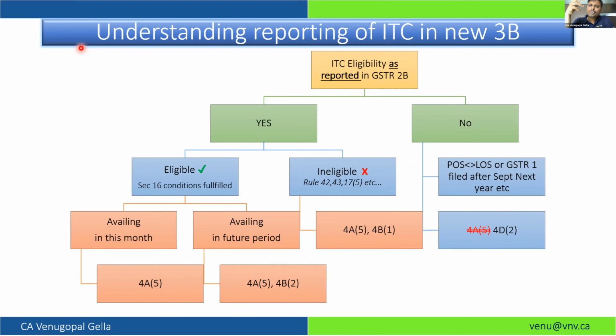Now, what could be a reclaimable credit? The reclaimable credit could be again many things. You are reversing owing to the second proviso of 16 subsection 2, you have not paid to the vendor within 180 days. Again, rule 37, where you have not paid within 180 days. You reverse now, pay it later. This is again a common issue that's coming in the audits.